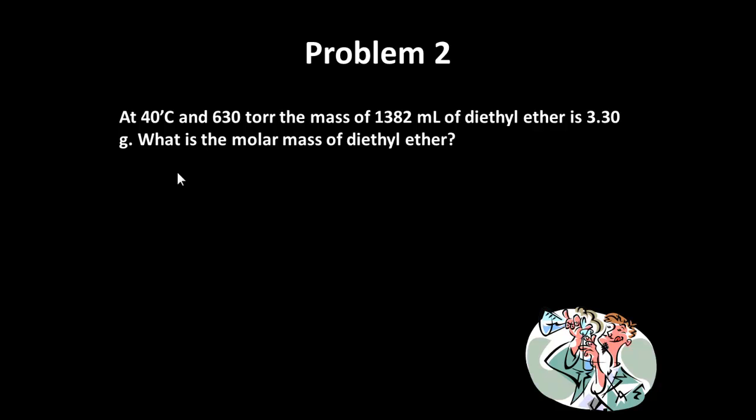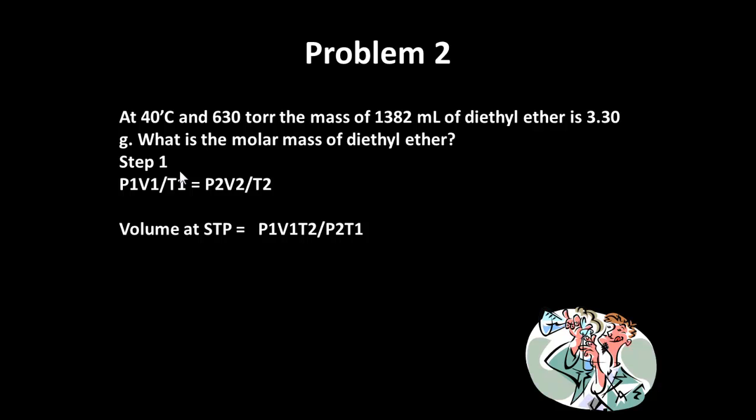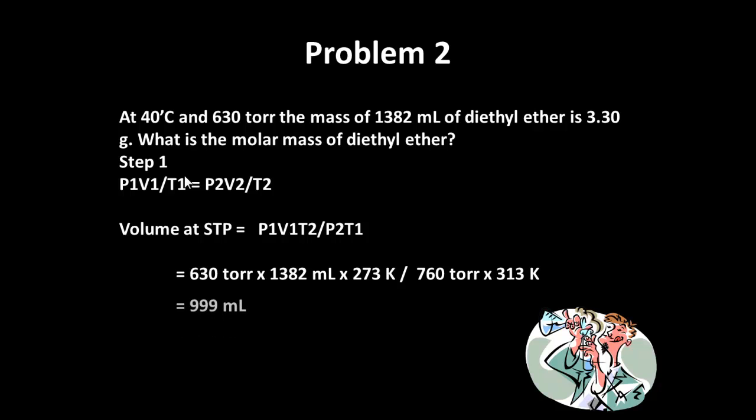Right, second problem. At 40 degrees Celsius, 630 torr, the mass of 1382 millilitres of diethyl ether is 3.30 grams. So what's the molar mass of diethyl ether? Well, the first step is to apply the gas law. We are looking for the volume at STP, P1V1T2 over P2T1. Plug in our numbers, 630 torr times 1382 millilitres times 273 degrees Kelvin divided by 760 torr times 313 K, which comes to 999 millilitres.